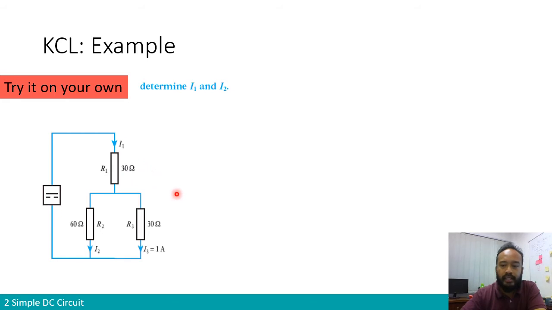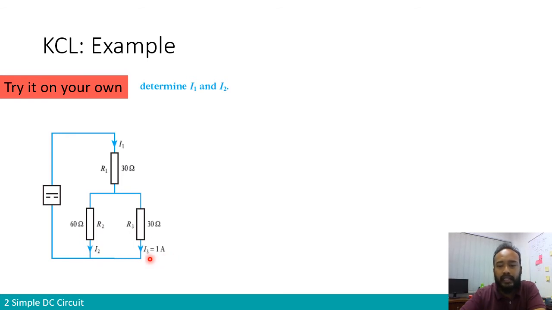So now in this exercise we have one supply, with current I1, which is unknown. It gets into one resistor and then separates into 2 branches. So there is a node or junction here, separated into 2 branches, R2 and R3. In R2 we call the current I2, and in R3 we call the current I3.